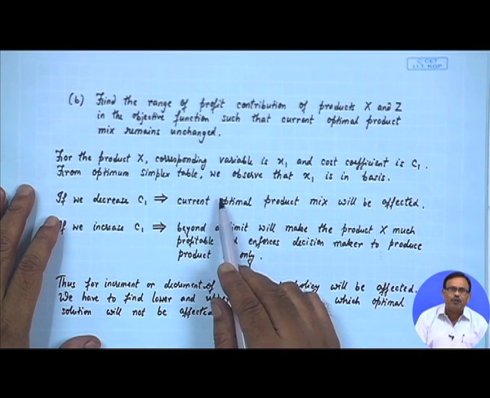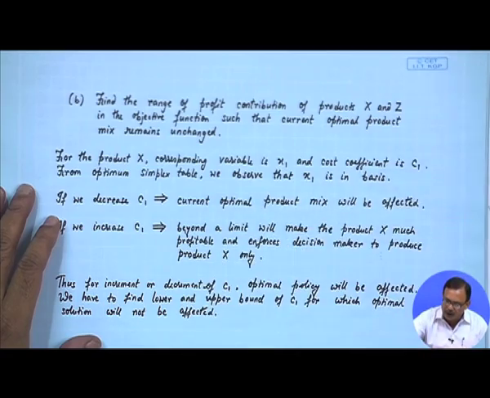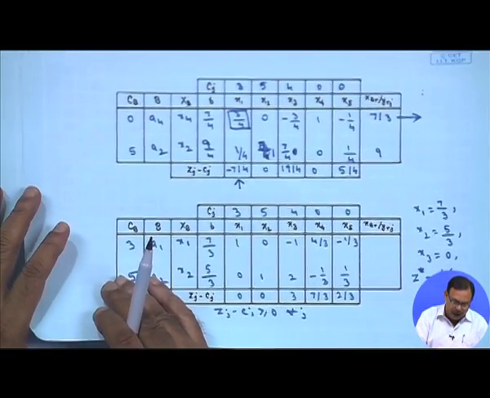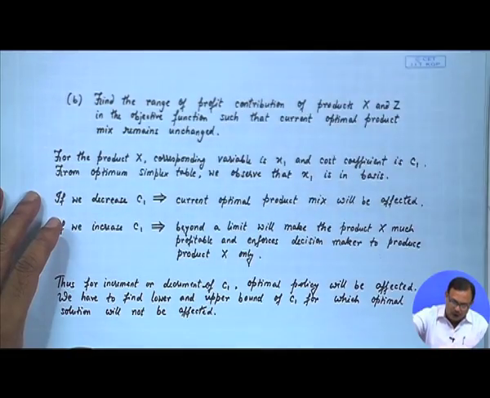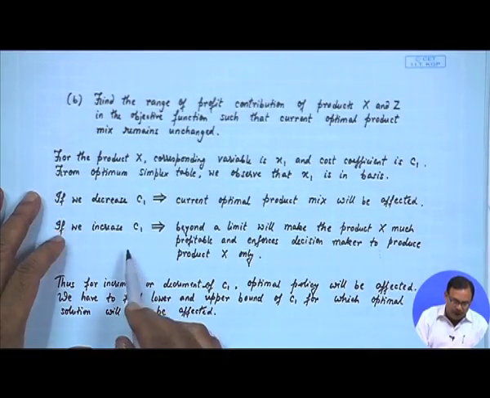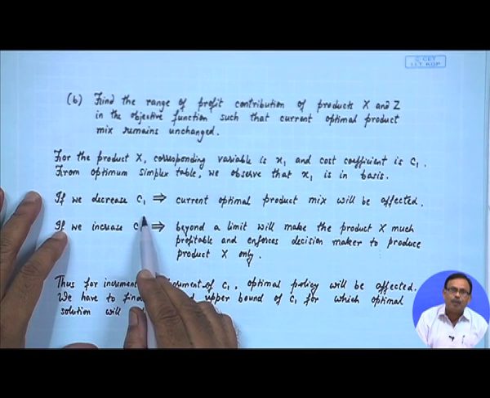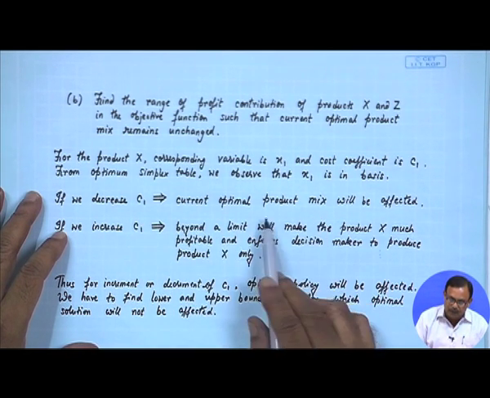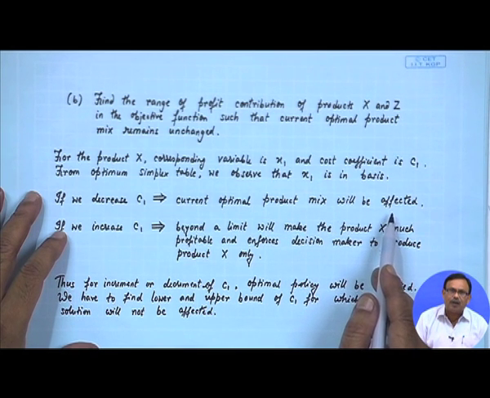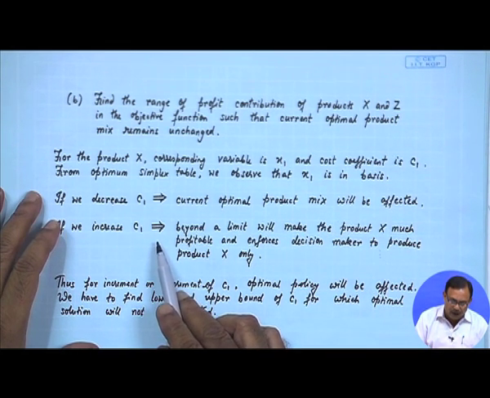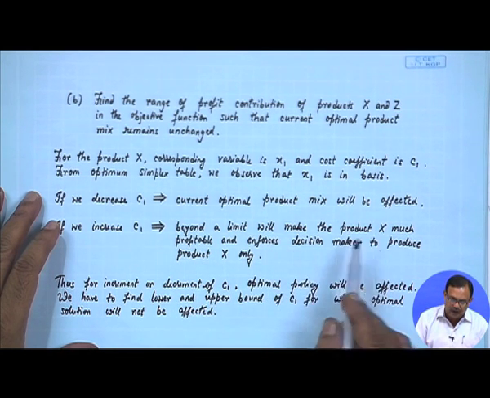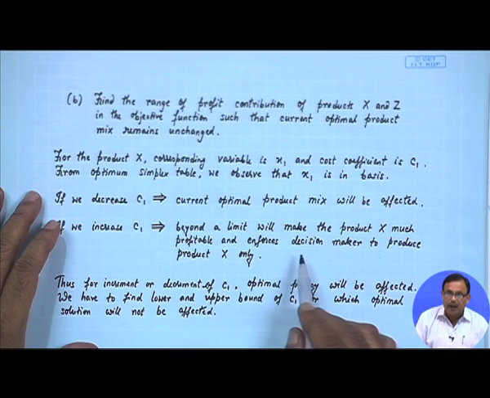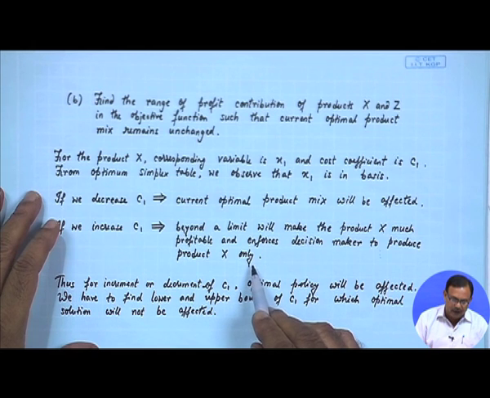So, from optimum simplex table, that is what I was telling, your x1 is present in the basis, right. So, your cost is C1. So, if we decrease C1, what will happen? Current optimal product mix will be affected, and if we increase C1, in that case beyond a limit it will make the product X much profitable and enforces decision makers to produce product X only.